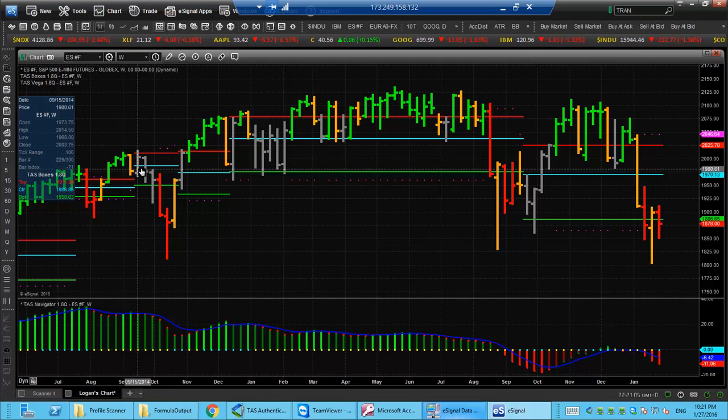Now, again, these are long-term changes. Short-term changes are going to happen a little bit quicker, and the breadth is going to show you that.